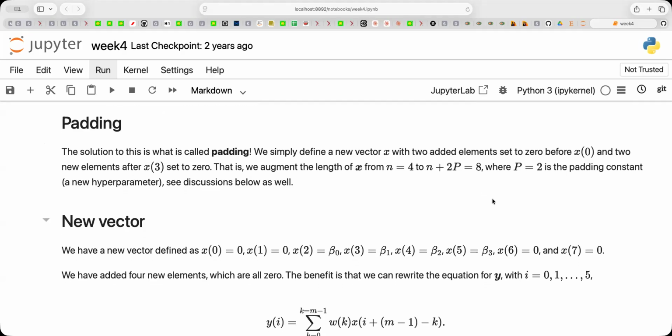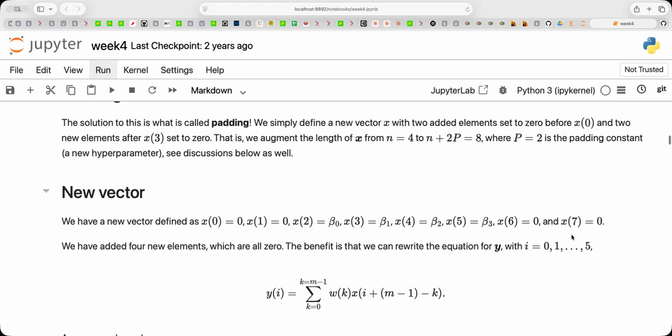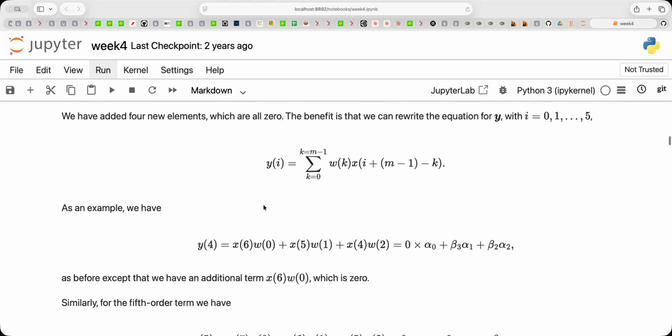So with p equal 2, I can now redefine. So I will have x0. I just redefine everything. So I have a new vector, and I have an x2, which is then equal to beta 0, x3 beta 1, x4 beta 2, x5 this one, and then I have x6 0 and x7 equal to 0. And then I simply rewrite my equation here. And then you can see that as an example, you will get some which are 0. This one will be 0. This is non-zero. This is non-zero. And then you simply have the expression which we had before.